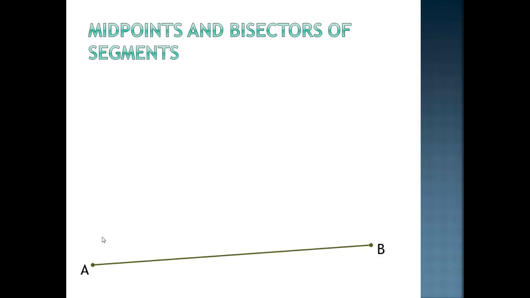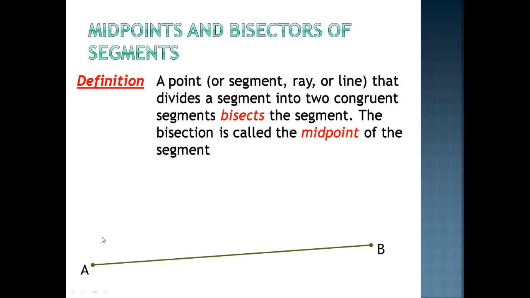And we're going to be starting off with midpoints and bisectors of segments. So, definition. Remember, these definitions are what you're going to be using in your proofs. So make sure that you know them. A point or segment, ray or line, that divides a segment into two congruent segments bisects the segment. Notice it's in red, so that's important. The bisection is called the midpoint of the segment. Again, in red, so it's important.